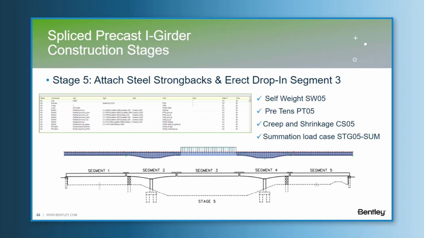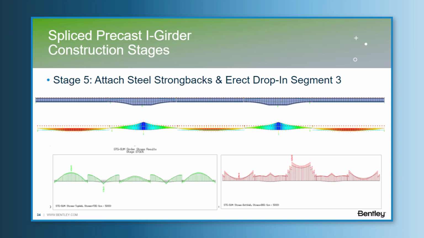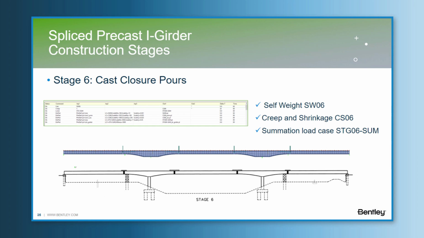Stage 5, attach steel strongbacks and erect the drop-in segment 3. So it's exactly the same procedure done for segments 1 and 5, but now for the middle span, segment 3. And the results obtained are the ones presented in this slide. Stage 6, cast closure pours. So it corresponds to the self-weight of the wet concrete for the closures, and we continue considering the creep and shrinkage effects during the construction stages for the 20 days of time interval, and the results obtained.